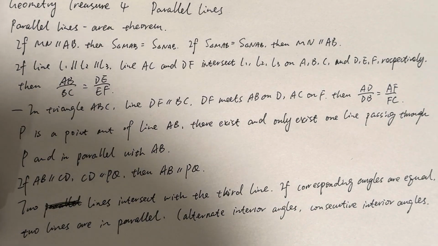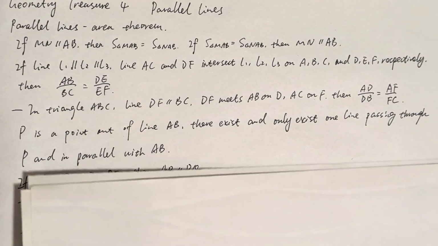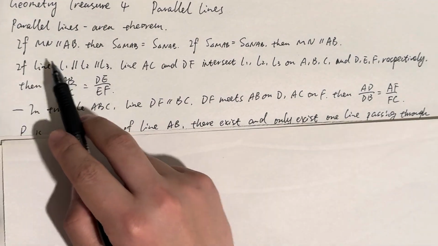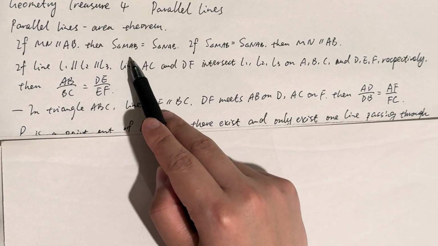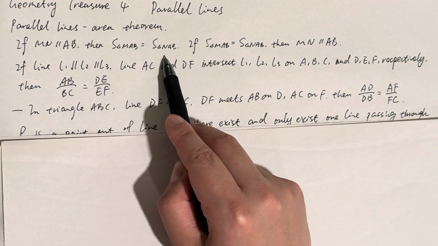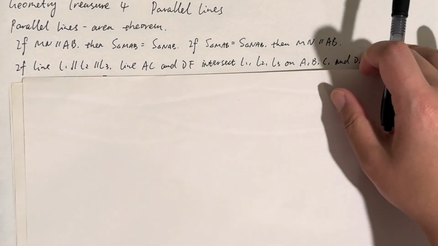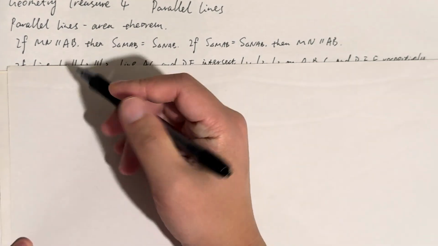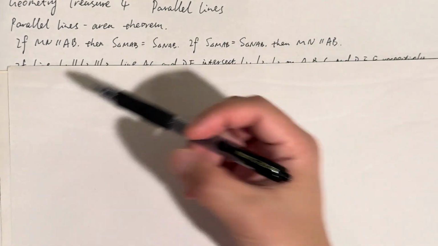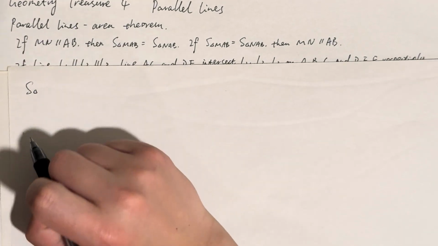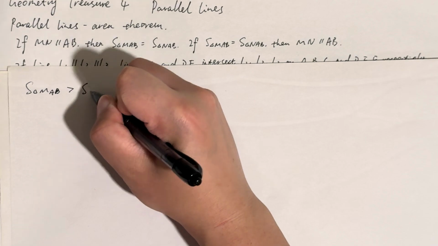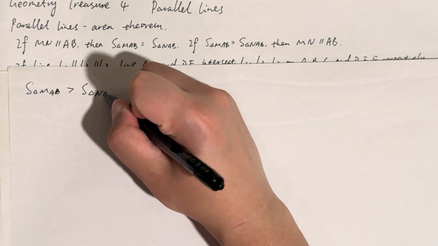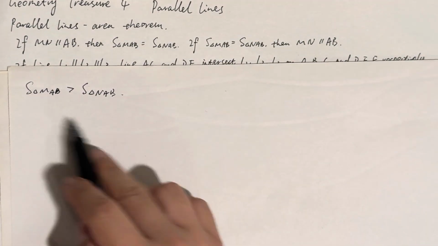Okay, so the first thing is that if MN is parallel with AB, then the area of triangle MAB equals the area of triangle NAB. So let's see this one. We can just assume that the area of triangle MAB is larger than the area of triangle NAB. Right, you can assume this.